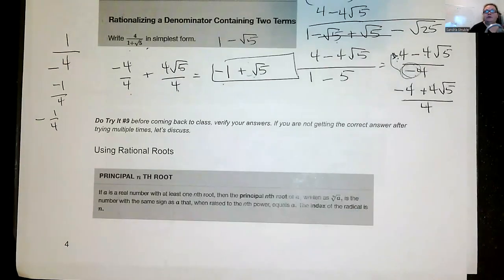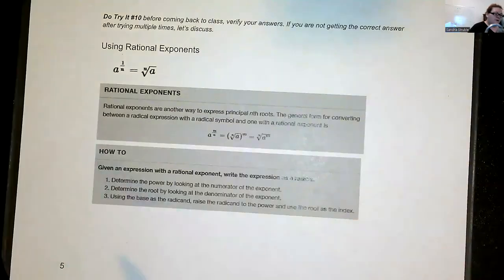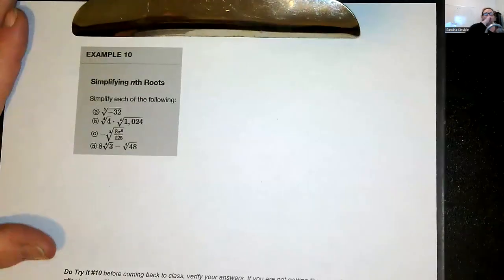Principal nth root. If a is a real number with at least one nth root, then the principal nth root of a, written as the nth root of a, is the number with the same sign as a that when raised to the nth power equals a, and the index of the radical is n. All right. Well, what the heck does that mean? Well, let's look at some examples.